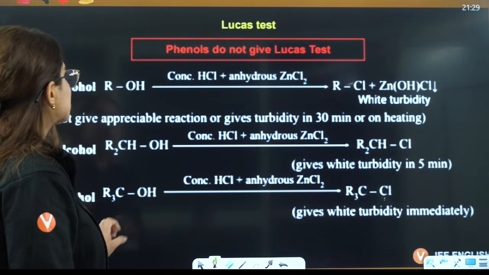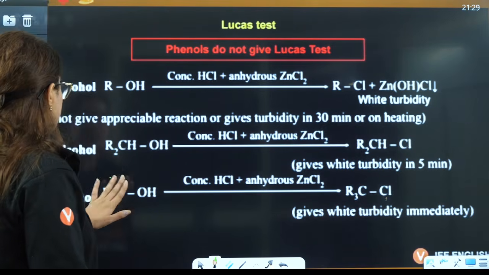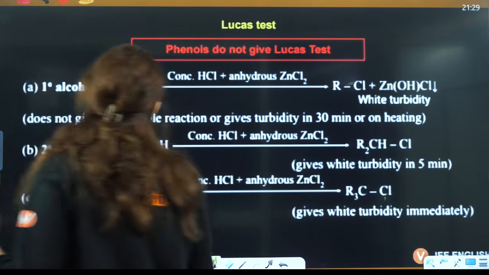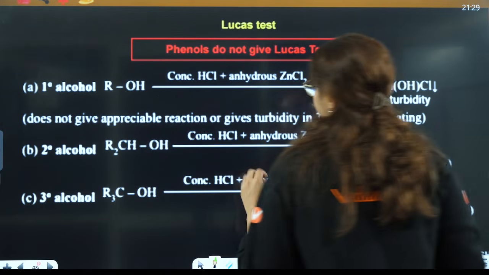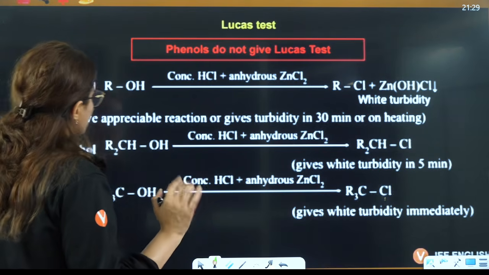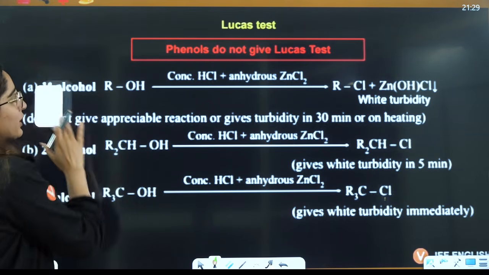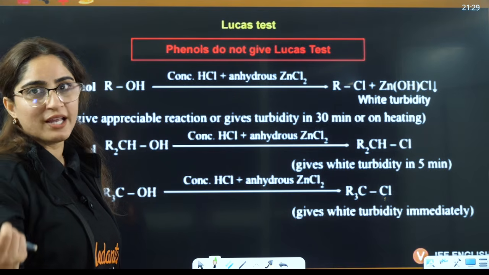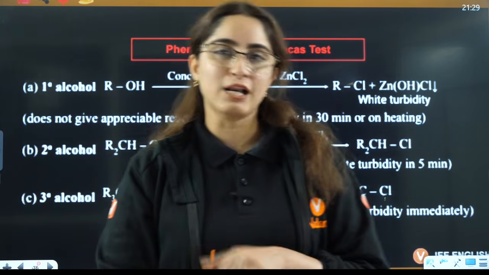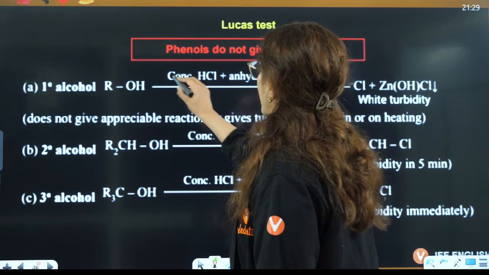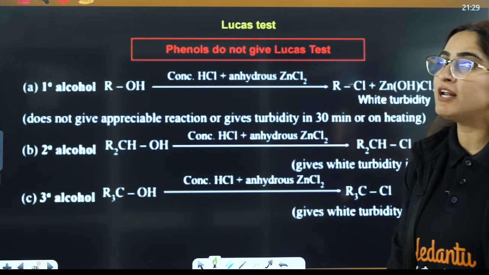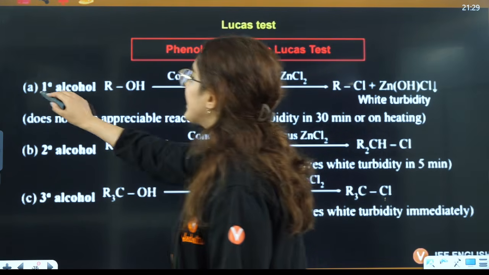Guys, next is, I think this is the last distinguishing test, and after that we'll do some important reactions, right? Now this is the Lucas test. If you see, it is for 1 degree, 2 degree and 3 degree alcohols, just like Hinsberg reagent is for 1 degree, 2 degree, 3 degree amines. The reagent here is concentrated HCl and anhydrous ZnCl2. Phenol will not give this test.